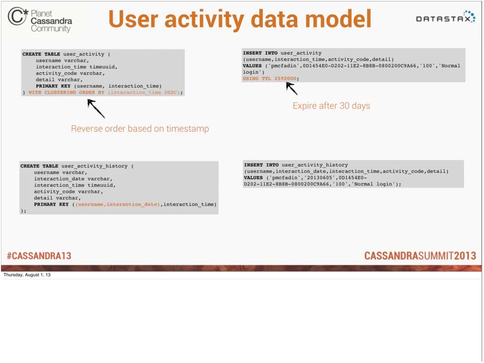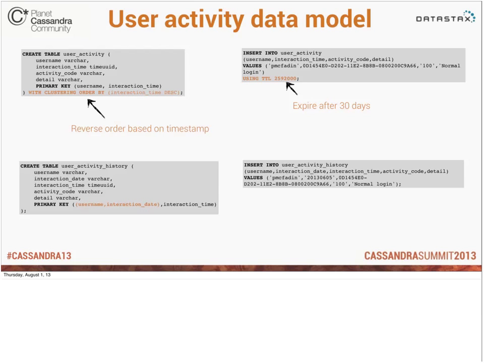So when I insert data, here's my login. You can see on the right, the very first top right, where it says user activity, I'm inserting who it is, my interaction time, which is a time UUID, which gives you microsecond resolution, and it's a normal login. But then at the end, I'm putting a TTL of 30 days, meaning that column will expire after 30 days. So I'm really just keeping a 30-day window of those interactions, which is totally cool.